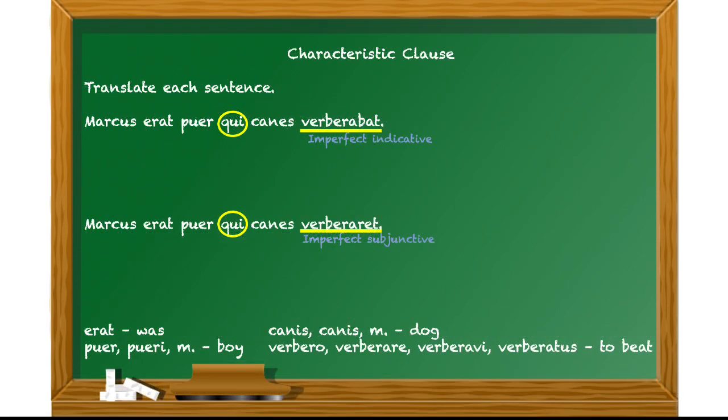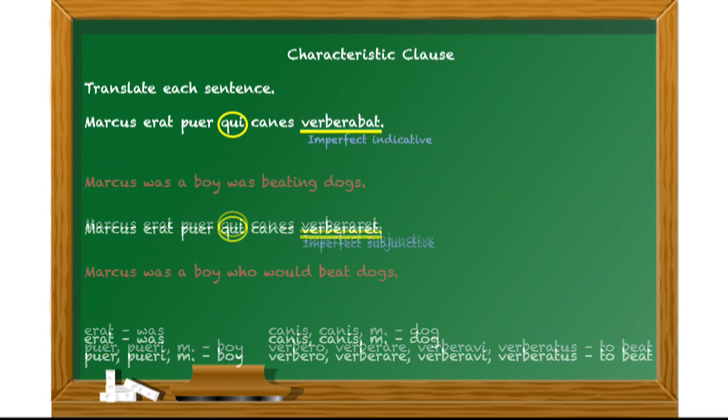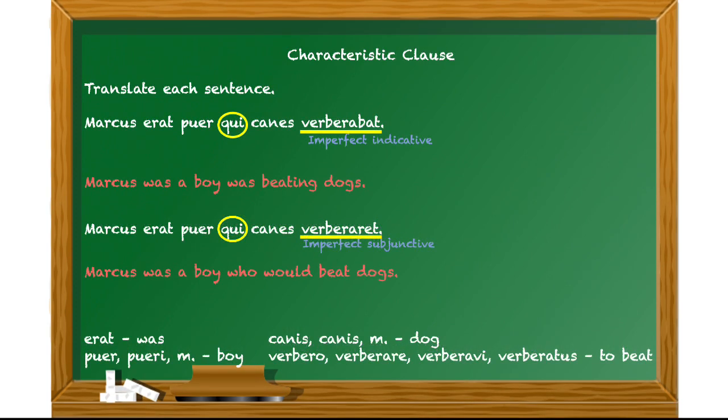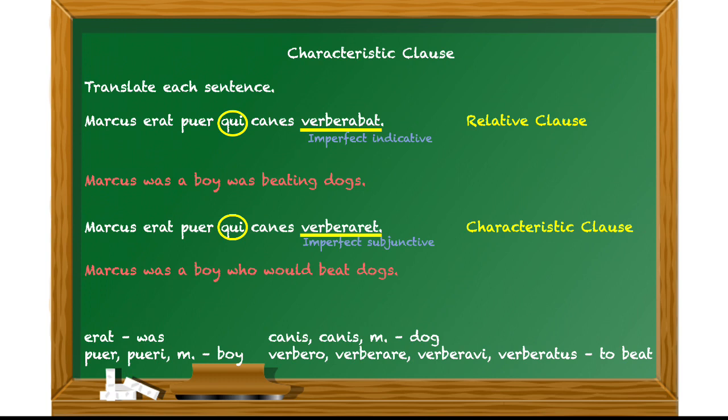So now what you want to do is translate each sentence. Okay? Again, pause the video, see what you can do, and then press continue. So what you'll notice is the first one says, Marcus was a boy who was beating dogs. And that's just a straight, what we would call a relative clause. But the second one says, Marcus was a boy who would beat dogs. That's the characteristic clause. So let's just say a quick word about the difference there.